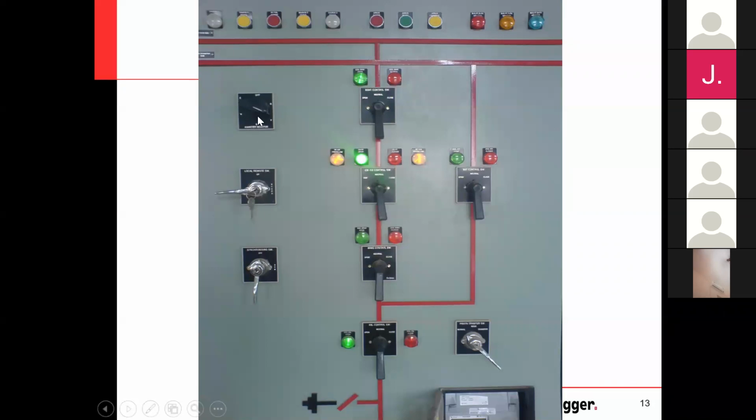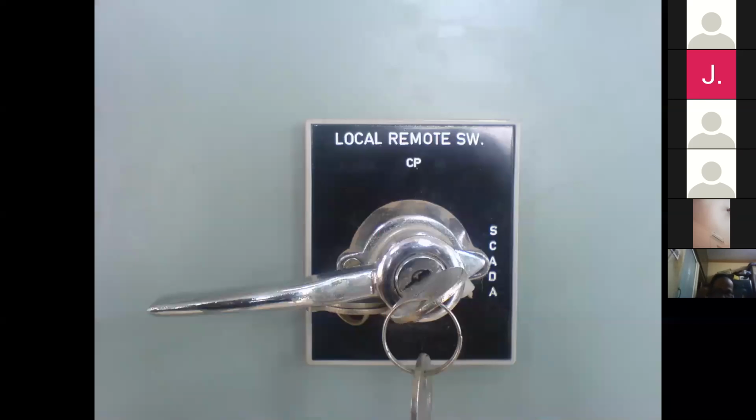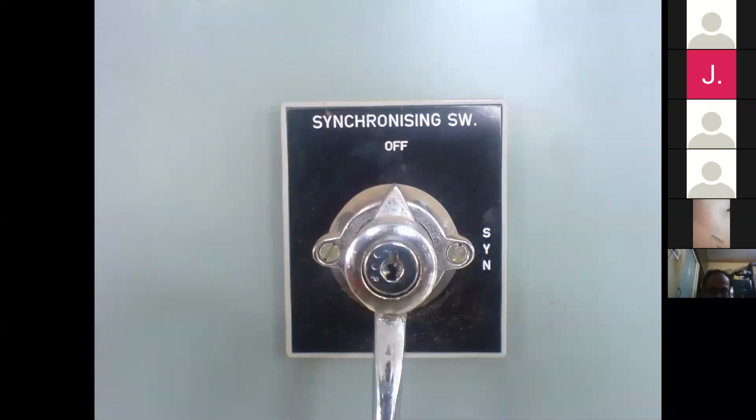And there is one more switch. This is like a voltage selection switch. Sorry, this is an ammeter selector switch. So you can choose which phase current you want to see in the meters above. So the CP SCADA switch, which we were talking about. Second is the sync on and off switch.